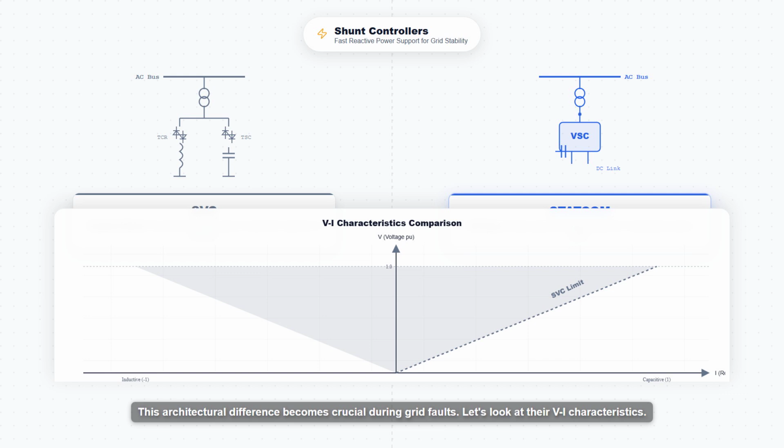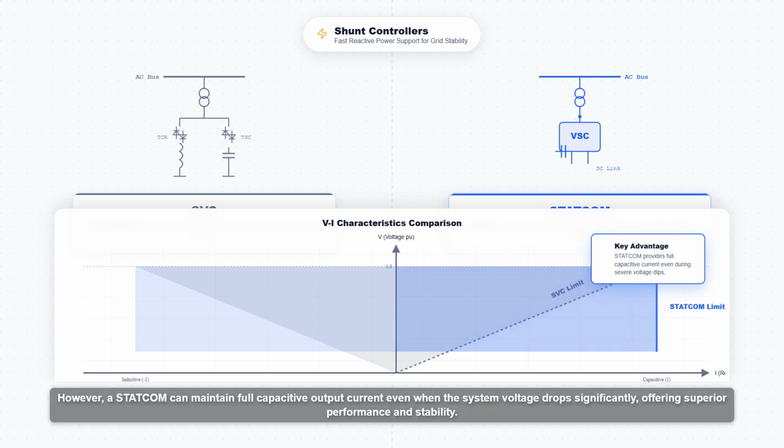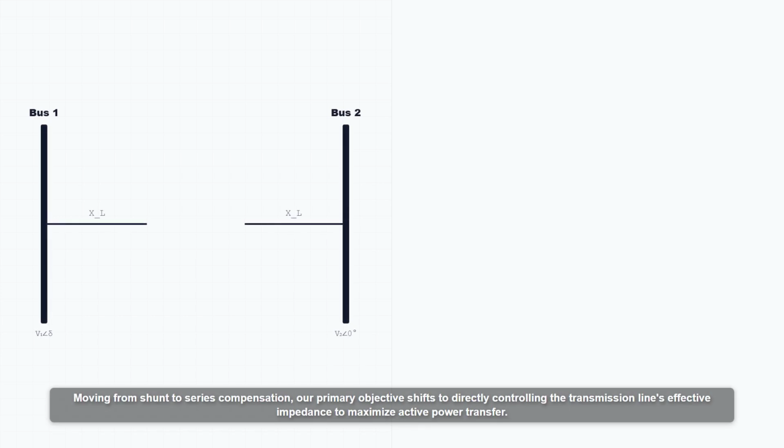Let's look at their VI characteristics. The reactive current provided by an SVC drops linearly as grid voltage falls. However, a STATCOM can maintain full capacitive output current even when the system voltage drops significantly, offering superior performance and stability.